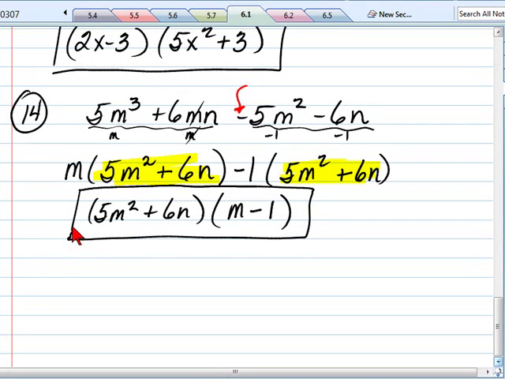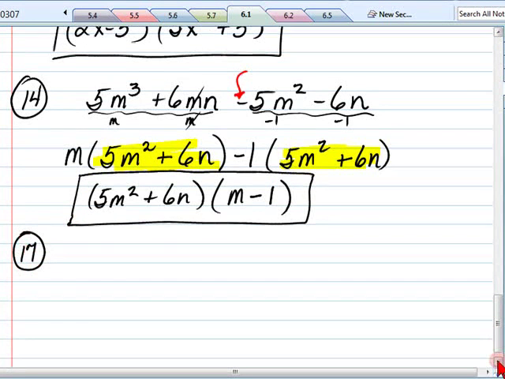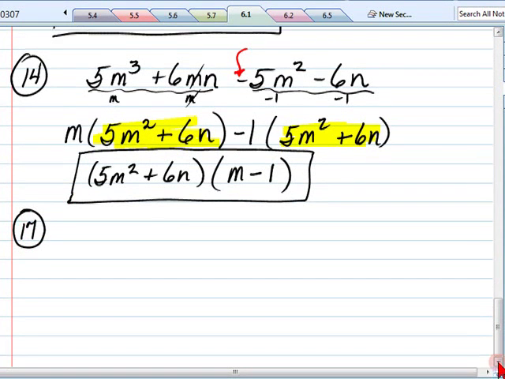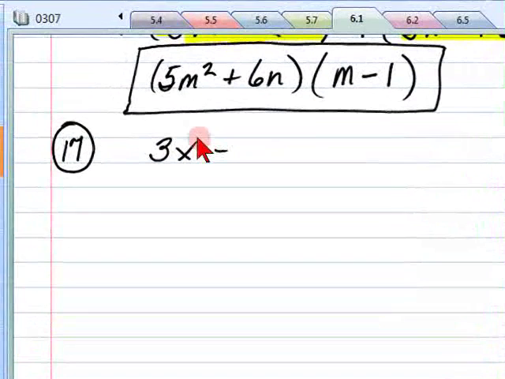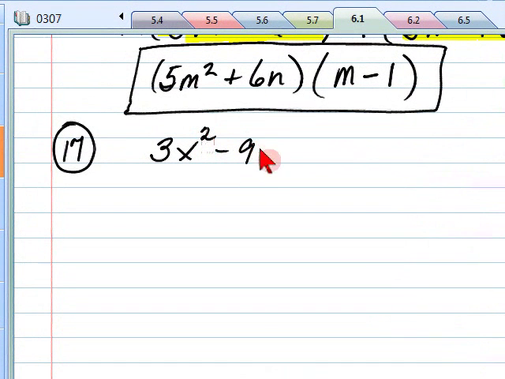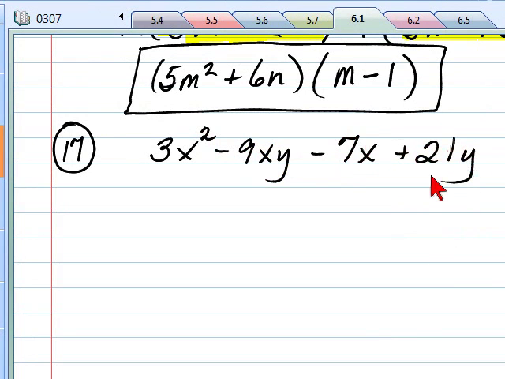All right, I want to jump to number 17, because there's just a whole lot more of the same. And I would like you to do 3x squared minus 9xy minus 7x plus 21y. And I wasn't very careful when I said I want you to do this. I should say I want you to factor this. Okay, so would you please factor that polynomial that has four terms in it?